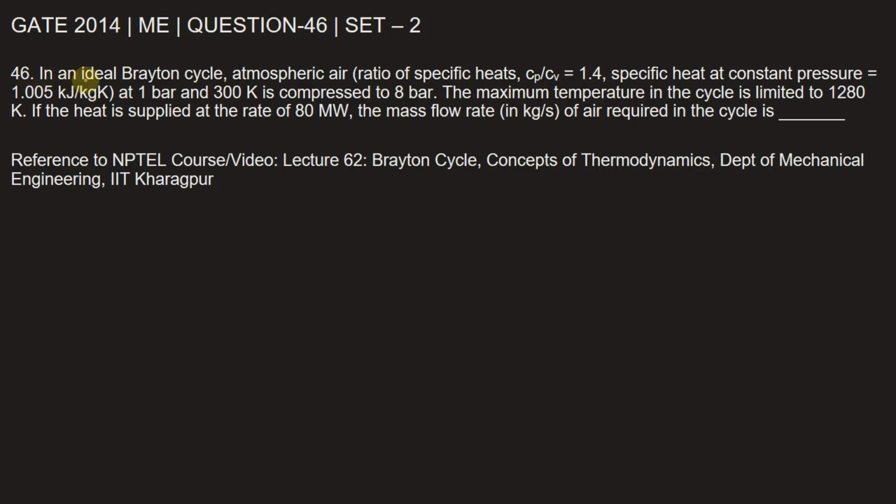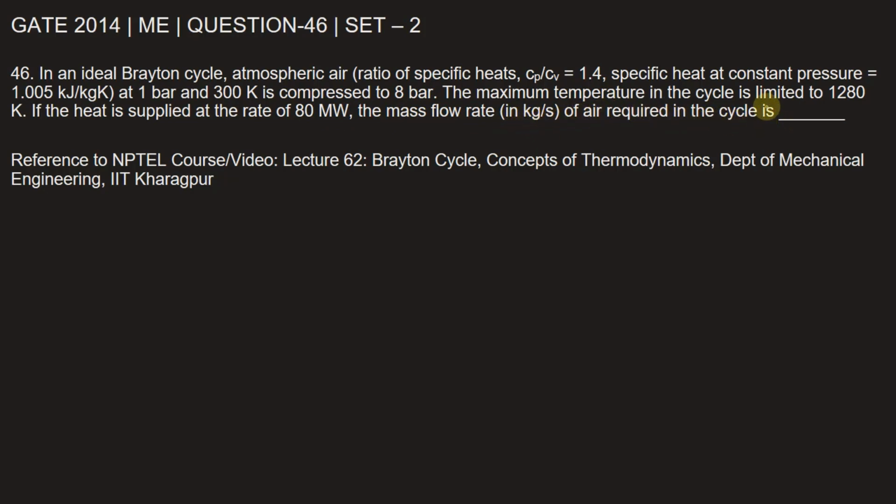The question is, in an ideal Brayton cycle, atmospheric air whose specific heat ratio is 1.4, specific heat at constant pressure is 1.005 kilojoule per kilogram Kelvin, at 1 bar pressure and 300 Kelvin is compressed to 8 bar. The maximum temperature in the cycle is limited to 1280 Kelvin. If the heat is supplied at the rate of 80 megawatt, the mass flow rate in kilogram per second of the air required for the cycle is.